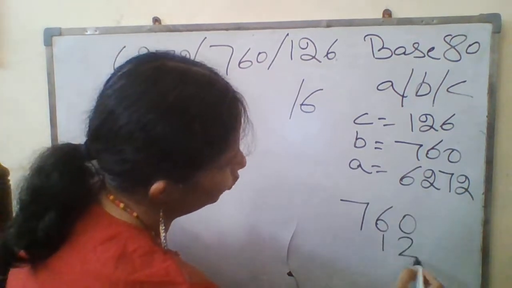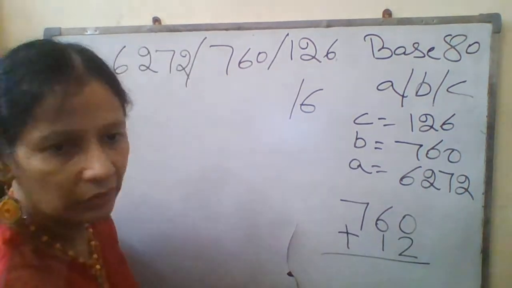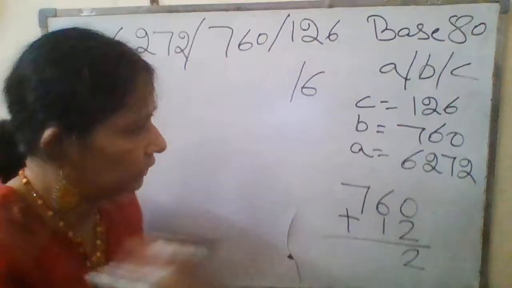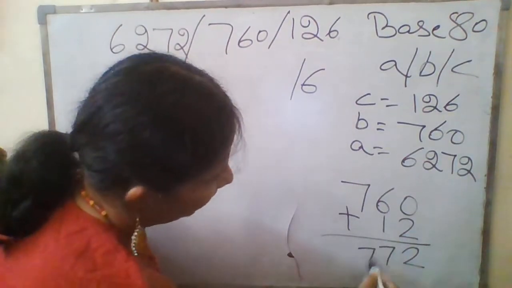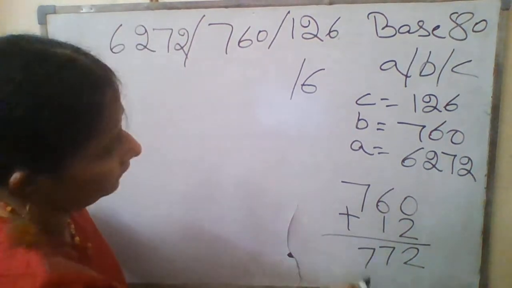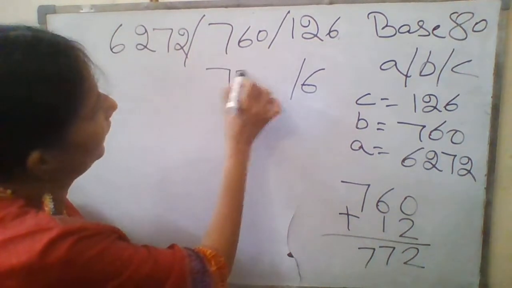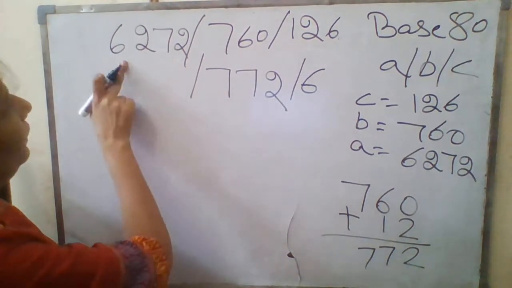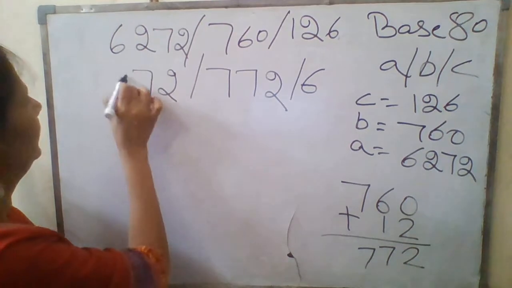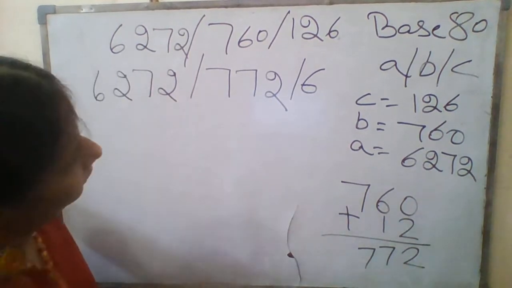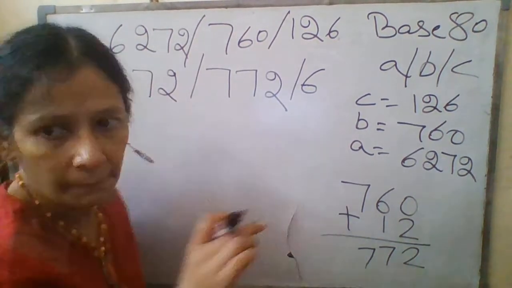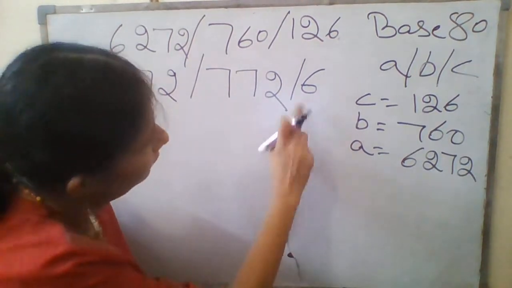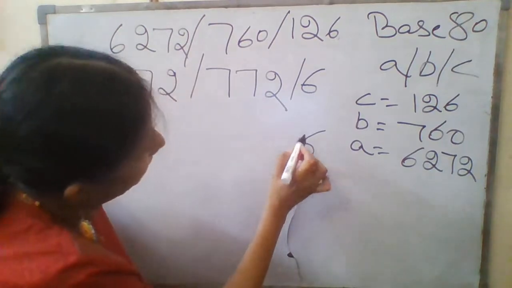760 plus 12, you will do this. So this is 2, this is 2, this is 6 plus 7. So you got 772. You will write down this 772 here. Again slash. This you will write down as it is. Now see, this you have solved, so you will write this as it is.